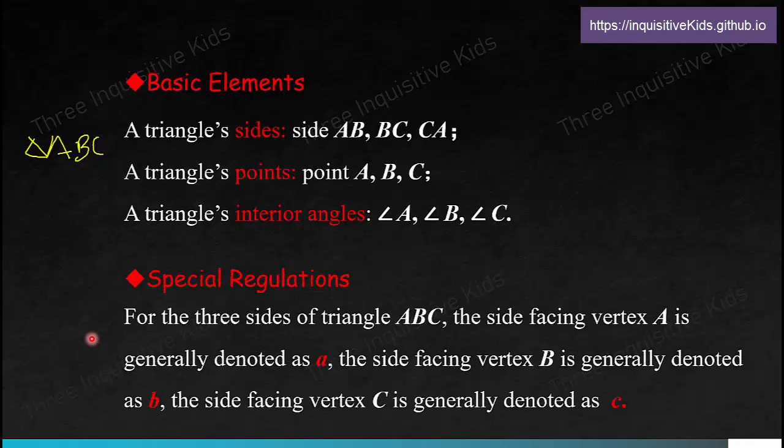Special regulation. For the three sides of triangle ABC, the side facing vertex A is generally denoted as a. The side facing vertex B is generally denoted as b. The side facing vertex C is generally denoted as c.